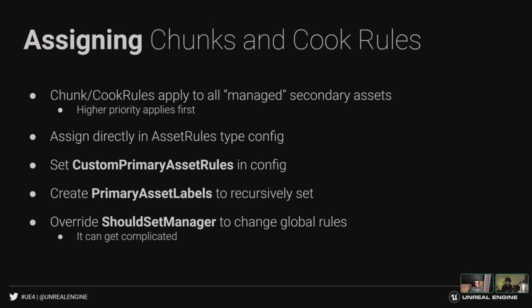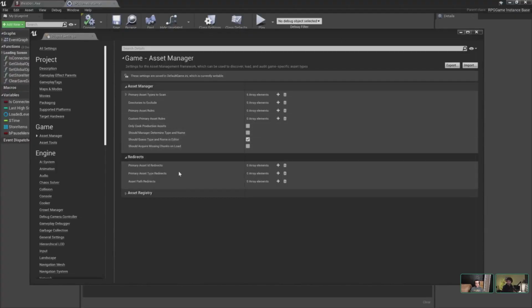Okay, like I mentioned, you can set up chunks and cook rules per asset. So you can assign things directly in the config. I'll show that. We'll go back to the asset manager config.